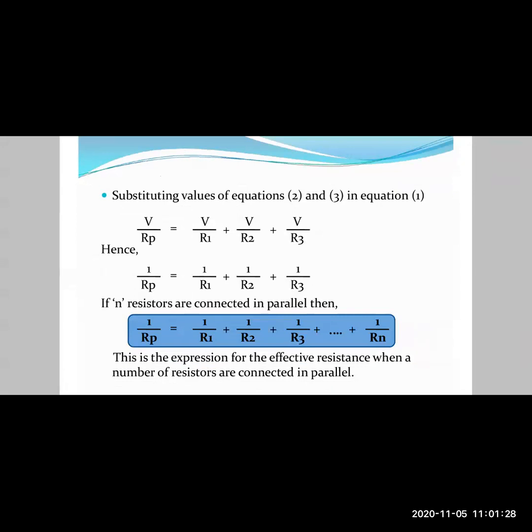That means the inverse of resistance in the parallel combination equals the inverse of resistance 1 plus inverse of resistance 2 plus inverse of resistance 3, right? 1 by R3 is called inverse. Further, in this case, we have measured the resistance when 3 resistors are connected in a parallel combination. But if we have more resistors, 4, 5, 6, up to n of them, what will we have? If n resistors are connected in parallel, then 1 by Rp equals 1 by R1 plus 1 by R2 plus 1 by R3 plus all the way up to 1 by Rn.